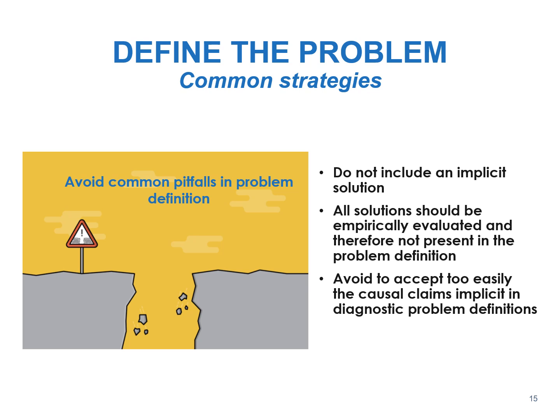When defining problems, it's also important to avoid common traps, and one of these is including an implicit solution inside the problem definition. If we do that, we've essentially predetermined the outcome without proper evaluation. Instead, all solutions should be empirically tested and not assumed in advance. Another common pitfall is accepting causal claims too quickly, especially those implied in diagnostic problem statements. Being cautious here ensures that the analysis remains objective and evidence-driven.